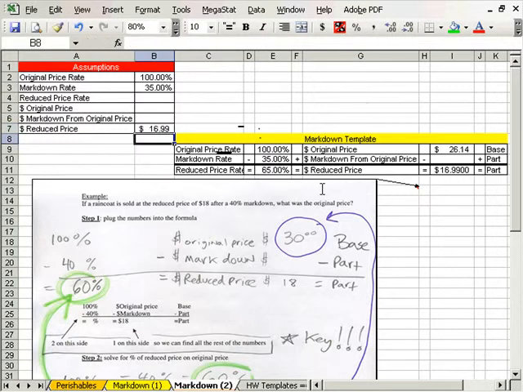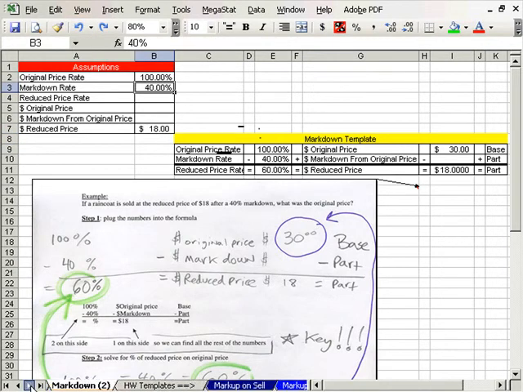So when we're changing things, what if the reduced price is $16.99? So that's reduced price. We just change it here, and everything flows through, and we get an original price of $26.14. Click undo, undo.